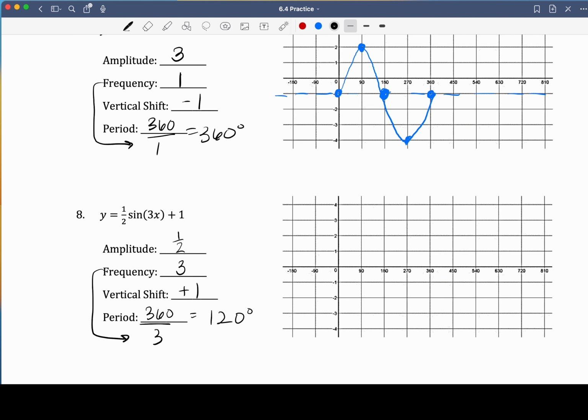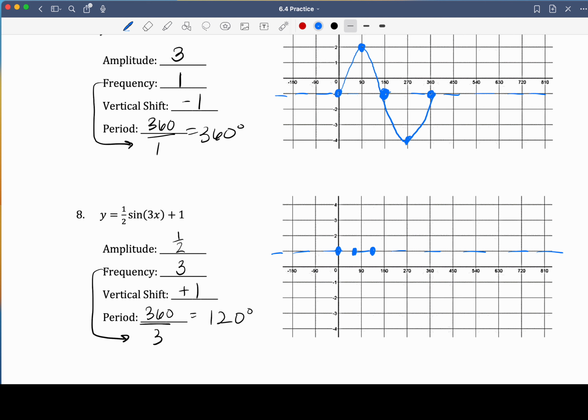All right, so let's take care of our vertical shift first. We're going to move everything up 1. And now we're going to use our period. Our period only goes to 120 degrees. So we're going to go 0 and estimate where 120 is. And so I'm going to say it's somewhere right in here. Just estimation. And then halfway between is 60. And we're going to say 60 is right in here somewhere. So there's our midline points: our beginning, our end, and our middle.